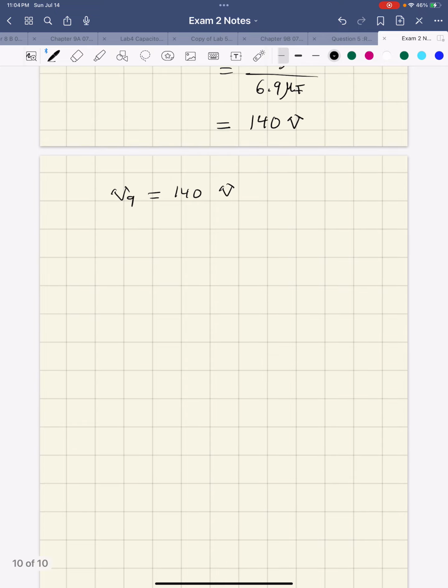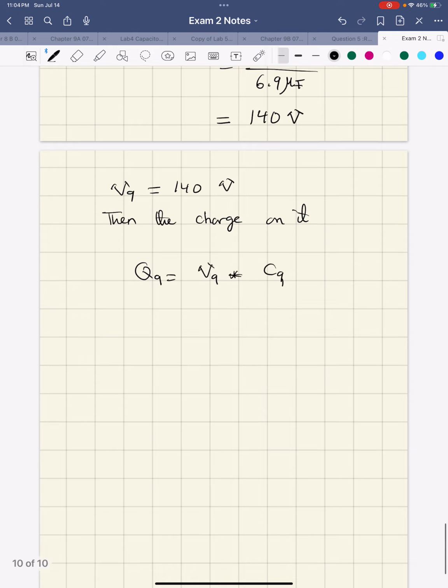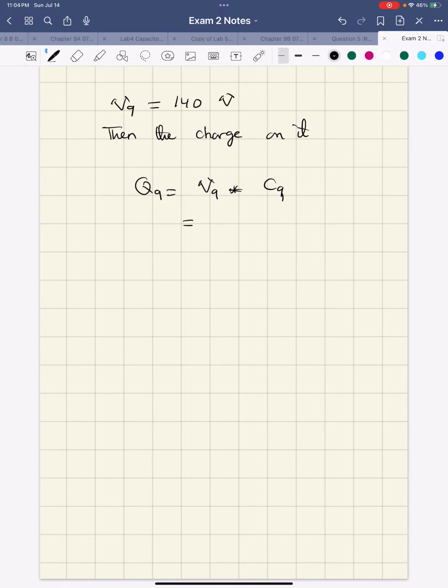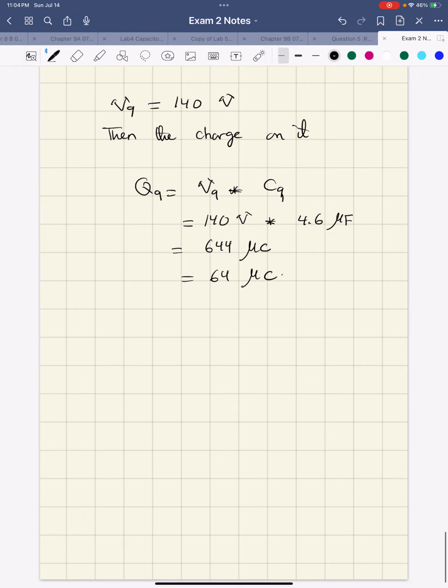All right, and then the charge on it will be Q9 equals V9 times C9, which means it is 140 times 4.6 microfarad, and that is 644 microcoulomb, which is 64 microcoulomb for the sake of significant figures.